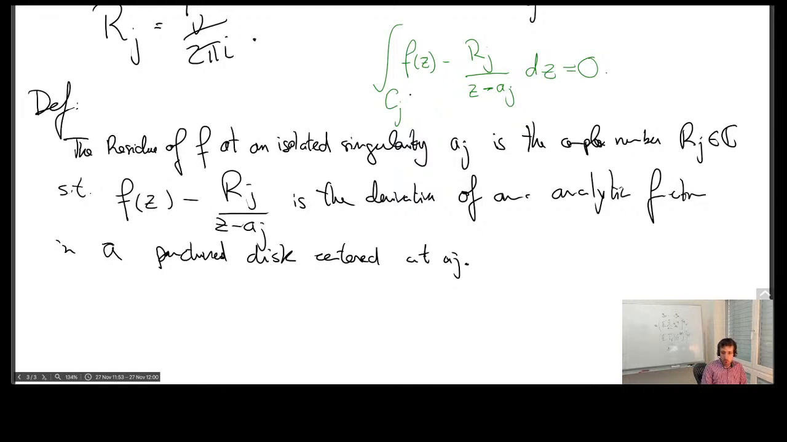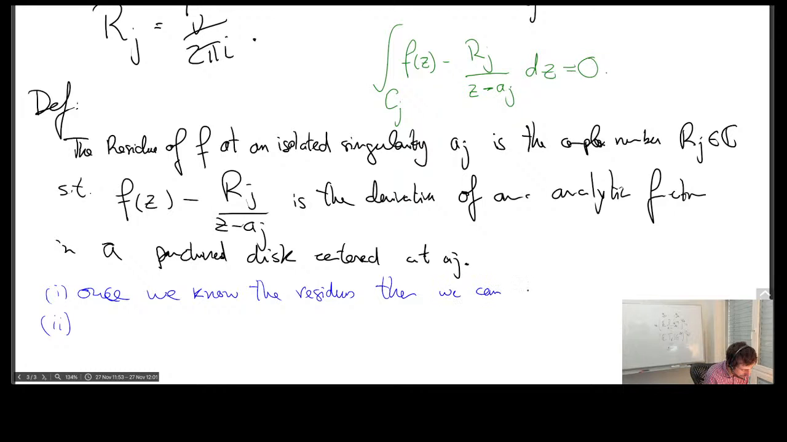Now the point is that once we know what the residues are for the function, we're going to be able to compute any integral. The thing that is not obvious at all now is that there are two reasons for this to be useful. One, once we know the residues, then we can compute essentially any integral. And two, residues will be easy to compute many times. And that's not obvious at all yet.